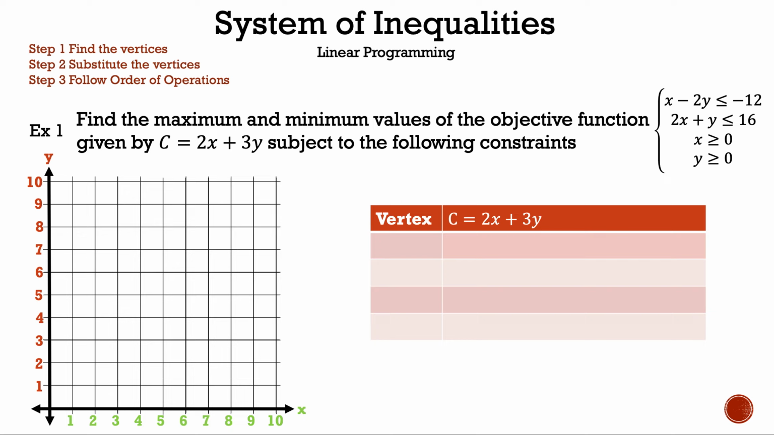Find the maximum and minimum values of the objective function given by C equals 2x plus 3y subject to the following constraints, where we have x minus 2y is less than or equal to negative 12, 2x plus y is less than or equal to 16, x is greater than or equal to 0, and y is greater than or equal to 0.